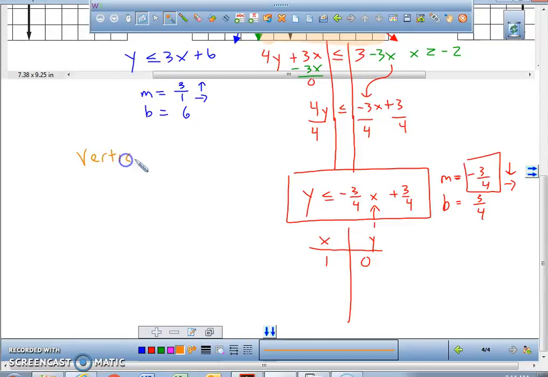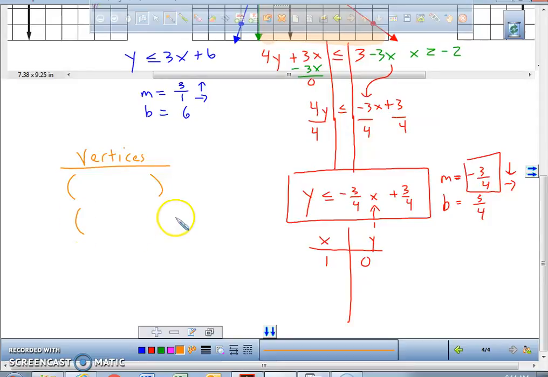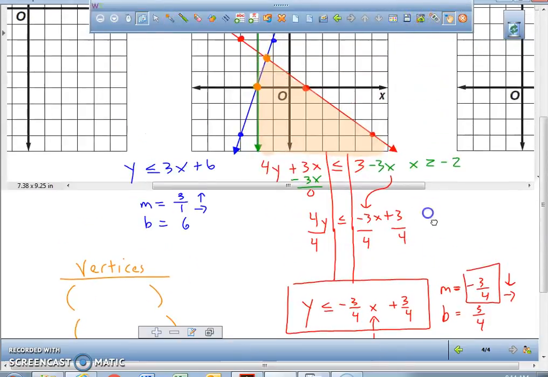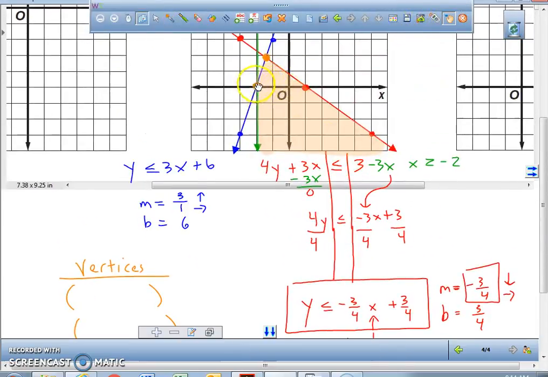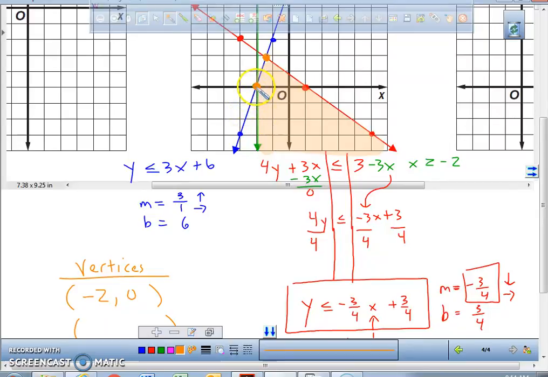One of them is easy to find. One of them is slightly more difficult. So let's think about this. What's this ordered pair? Where do they cross? They cross at -2, 0. The green line and the blue line touch at -2, 0.